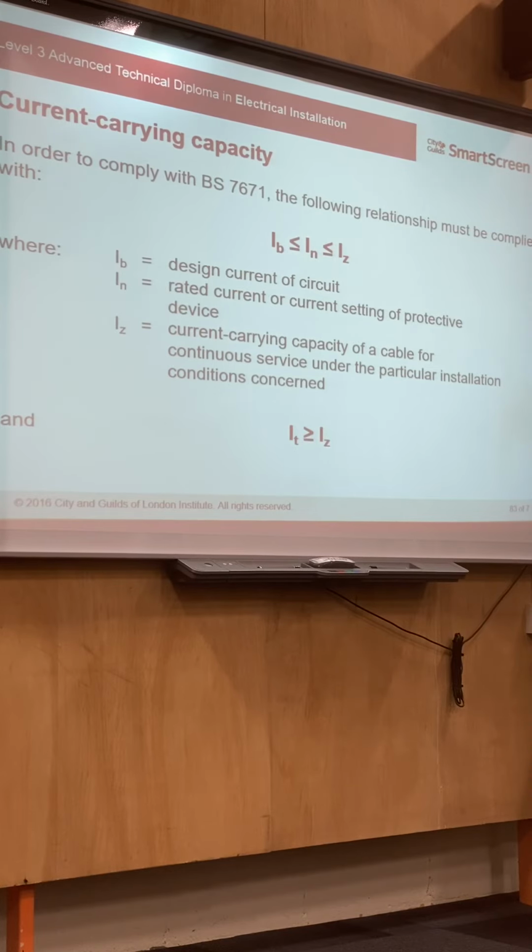Is everyone happy with this relationship? No one wants a divorce yet? It being the tabulated current carrying capacity. If I am going too fast, do say and I will slow down a bit.